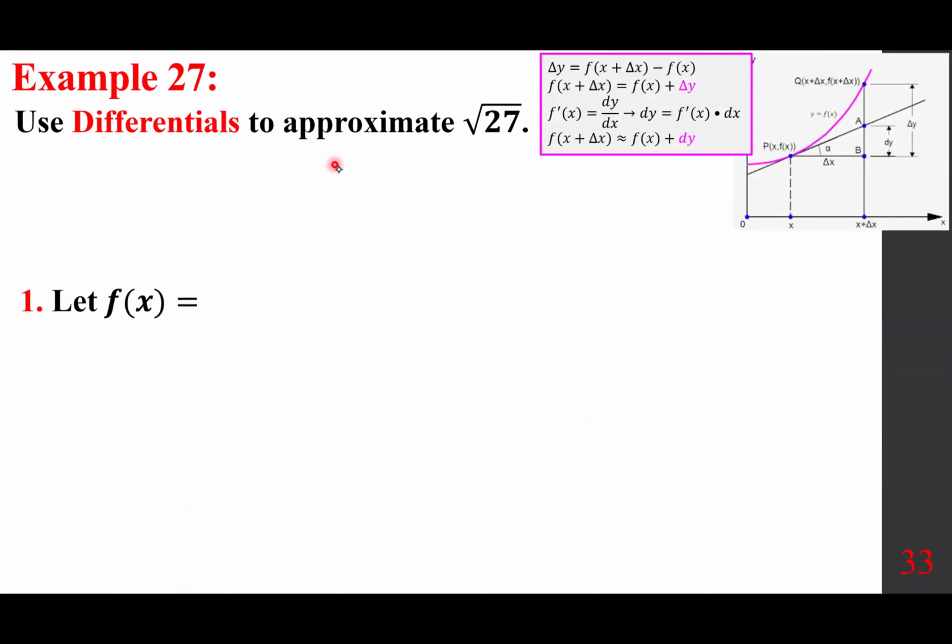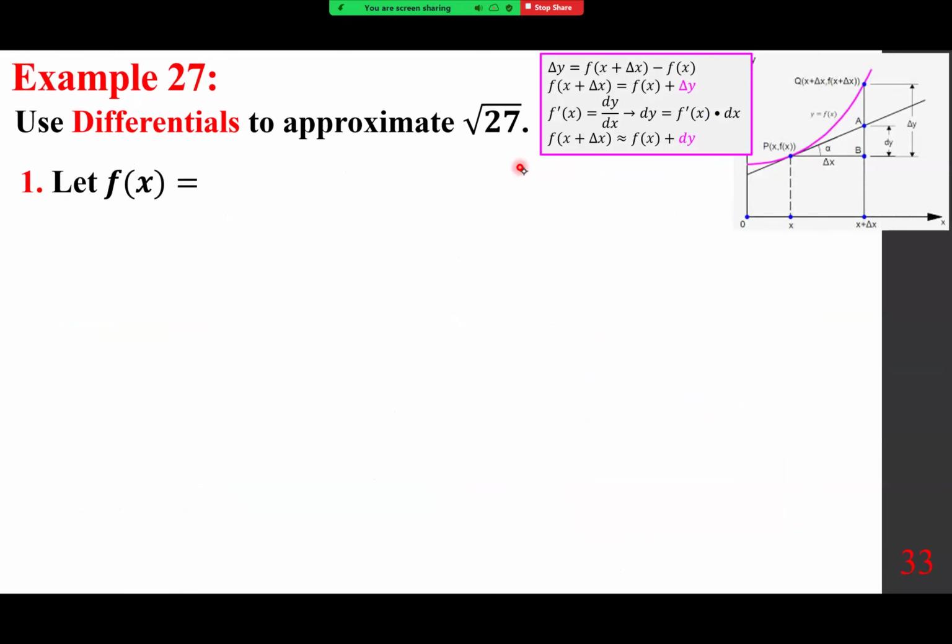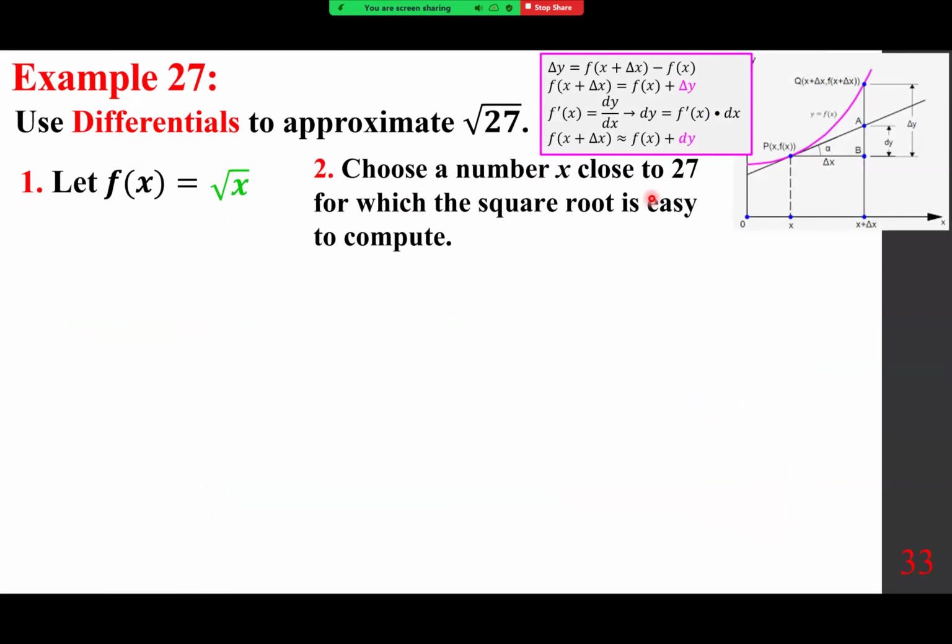First, we need a function that represents this operation. You just read it: square root of 27. So it's square root of x. Then choose a number x close to 27 for which the square root is easy to compute. The closest number would be 25, because square root of 25 is 5 and everybody should know that.